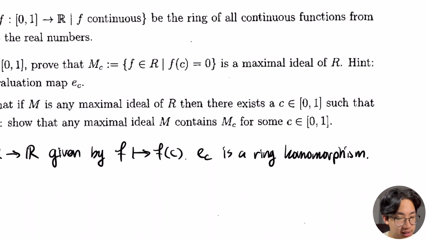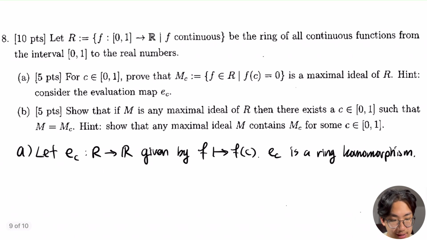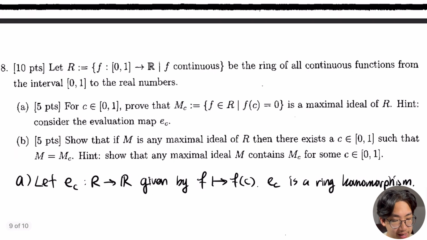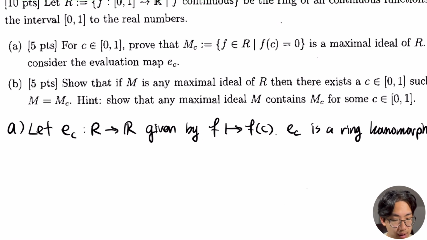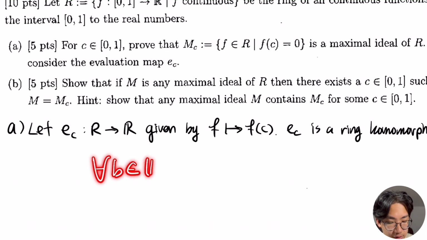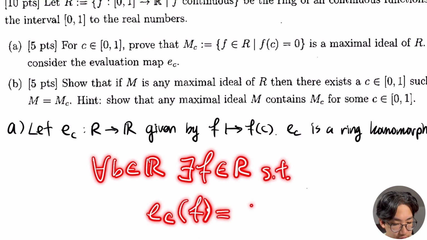And for surjectivity, we'll see in a second as well. The overall idea is, by definition of surjectivity, if we look at this map over here, for any element, let's call it b, in the real numbers, we want to say that there exists some element f in R such that the evaluation map E sub c of f is equal to b in this case.